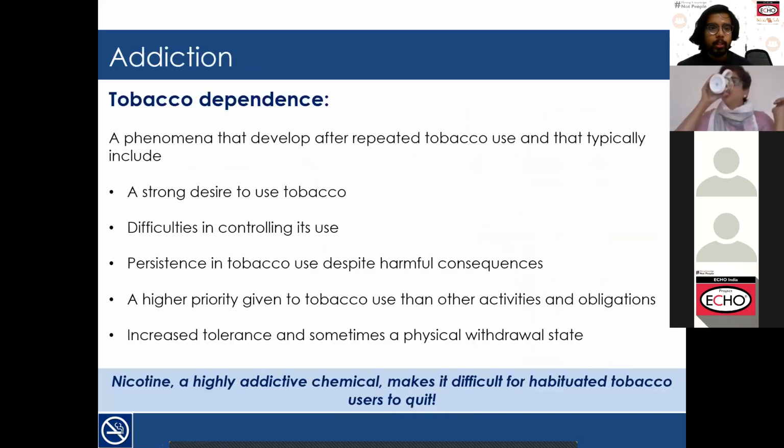Then we discuss what addiction is, what the symptoms of tobacco dependence are. For example, there is a strong desire to use tobacco. There is difficulty in controlling its use. Persistence in tobacco use despite harmful consequences. Sometimes the worker is going through the negative effects of tobacco, but still continues using it. Tobacco usage is given higher priority than everything else in their life. These are a few symptoms to tell that a construction worker is addicted to tobacco.